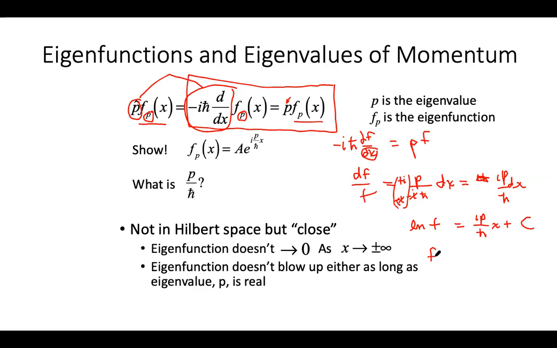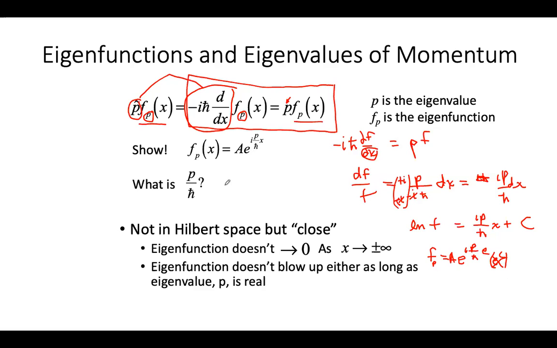So f here, which is really f sub p, and I'll write it now just to bring it back in, becomes e to the i p over h bar times x, and then this would be times e to the constant, which is just another constant, which I'm going to call A. Okay, so I'm going to put an A out here, and I'm going to get rid of that constant. And so that's why we say the solution is A e to the i momentum over h bar times x.